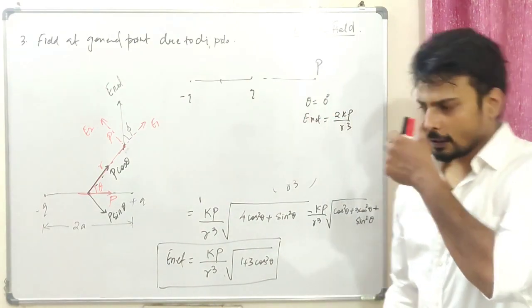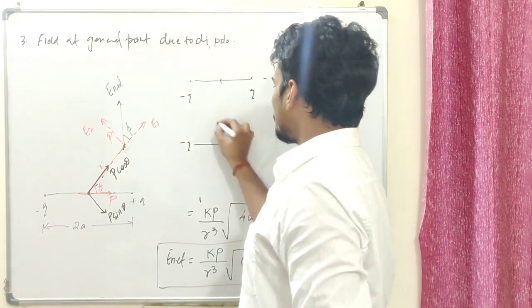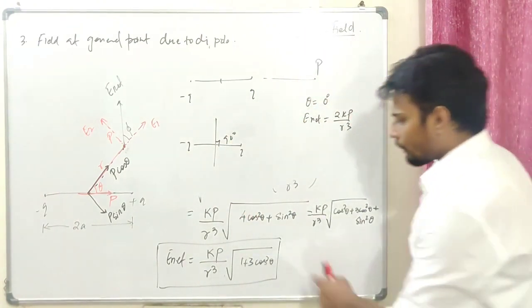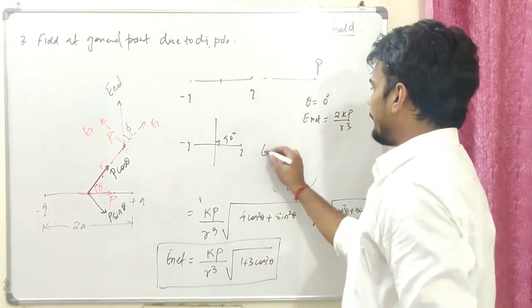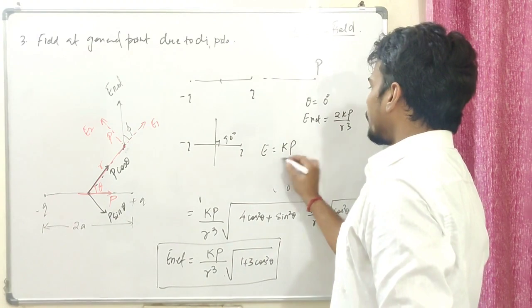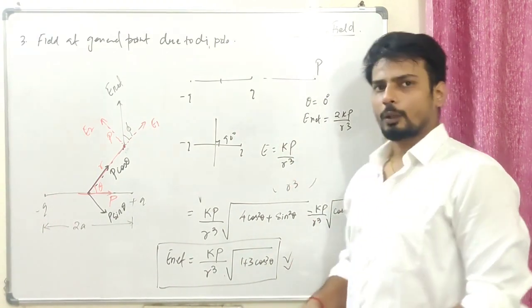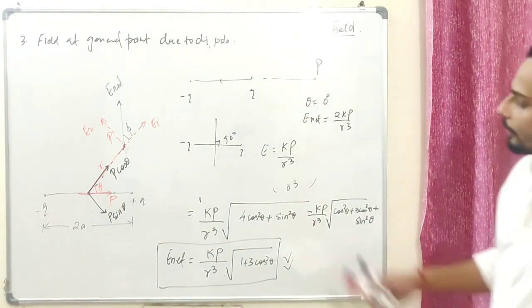Simple. Now if the point is on the perpendicular bisector, with minus q and plus q, if the point is here, the angle is how much? 90 degree, no problem. Cos 90 is 0, 1 plus 0 is 1, and I'm going to get E equals kp over r cube right away. So if you remember this, you'll be able to find any possible thing over here, right? Okay, just remember this, keep this in mind.